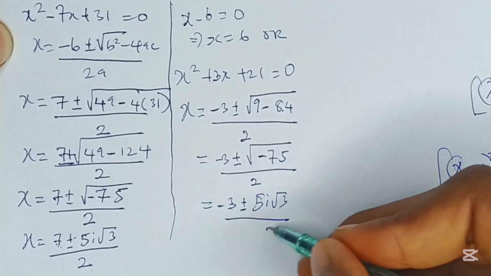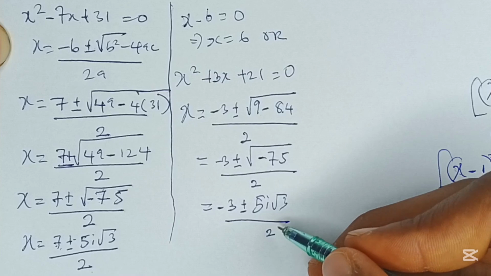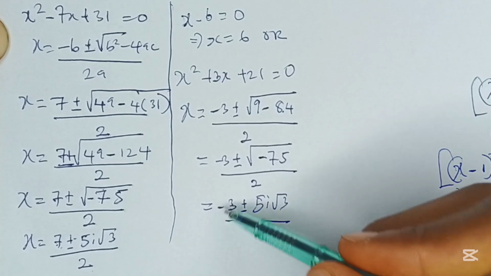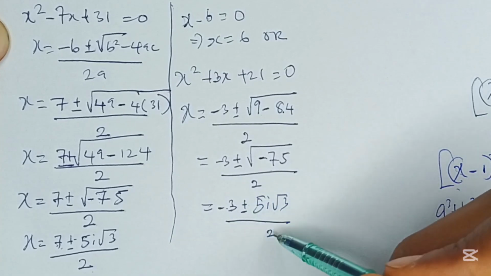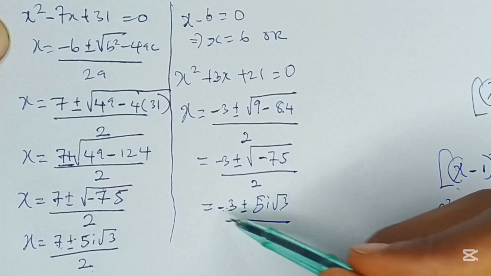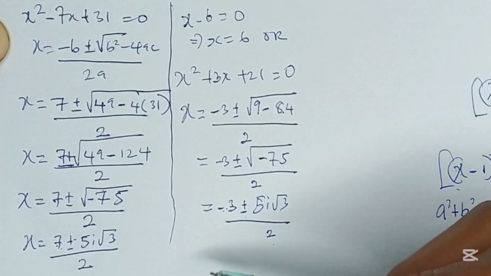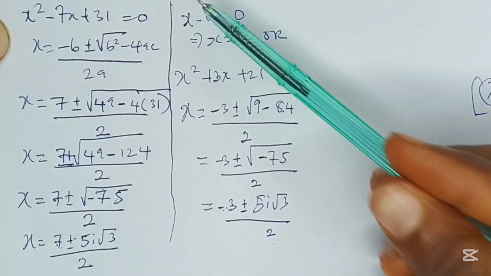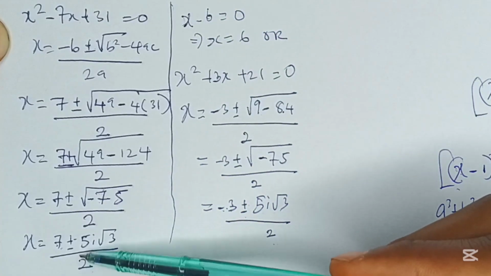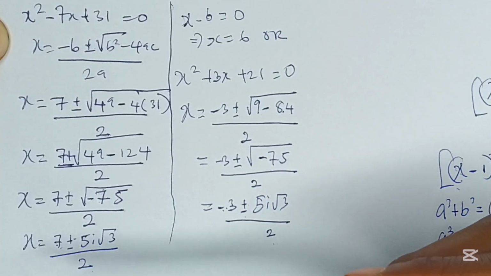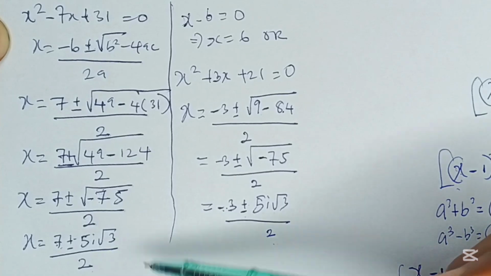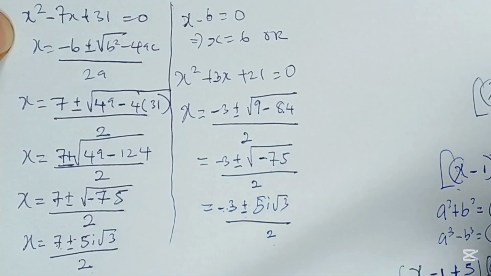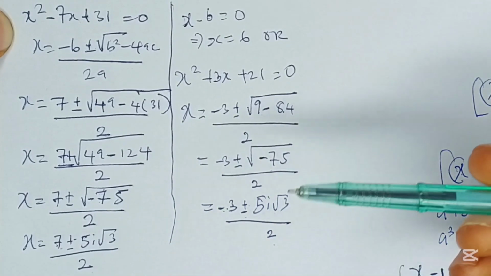So the answers for x are minus 3 plus 5i root 3 over 2, or minus 3 minus 5i root 3 over 2, or 6, or minus 4, or 7 plus 5i root 3 over 2, or 7 minus 5i root 3 over 2. Can you now clap for me? So these are the answers for x. See you in the next video.